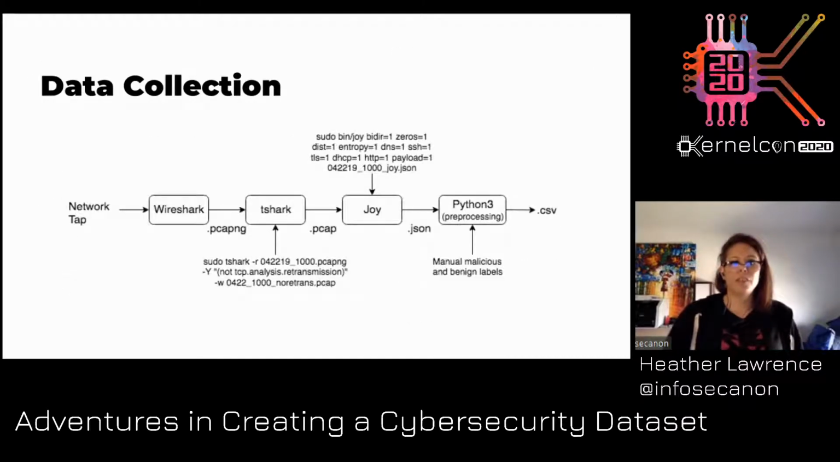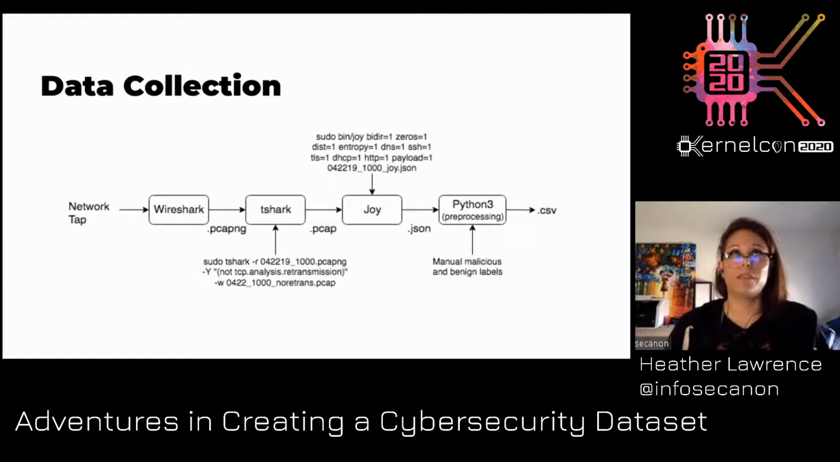Data collection worked like this. You had the network tap, which was running Wireshark, and it would save the network traffic as a PCAPNG. We'd take TShark and remove some of the retransmissions from the network, which would give us a PCAP, and we ran it through something called Joy.